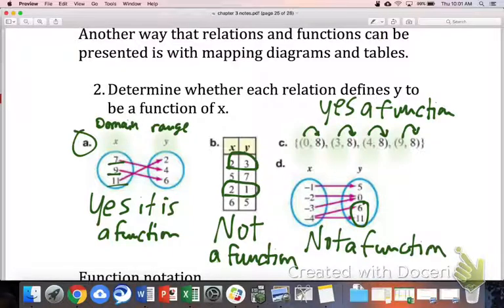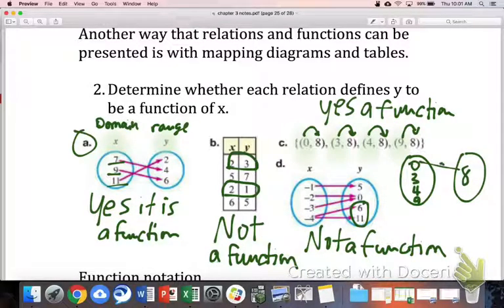If we wanted to map this one out, letter C here, here's what it would look like if we mapped it out like we did with those other mappings. We would have 0, 3, 4, and 9 as our domain. And what would be in the range? 8. Just one number, and all of these would map to the 8. They all map to the same output, but not different outputs. Doesn't really matter. They all have one output, makes it a function.